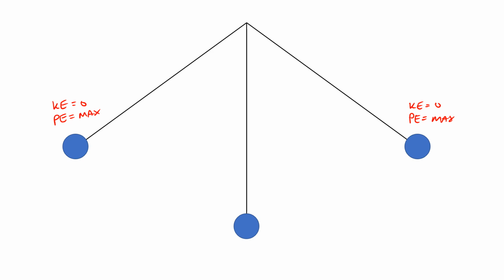But then, as the ball swings down in the middle, that will be considered the lowest or the ground state for the potential energy. So down here, we have kinetic energy at a maximum, whereas potential energy is at a minimum or 0. Okay.